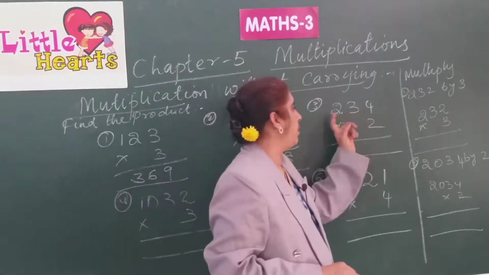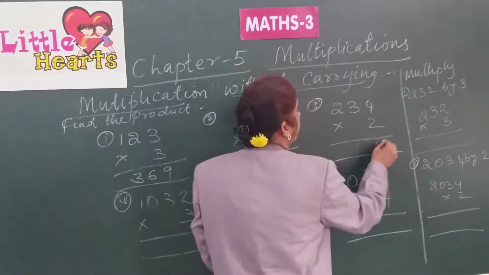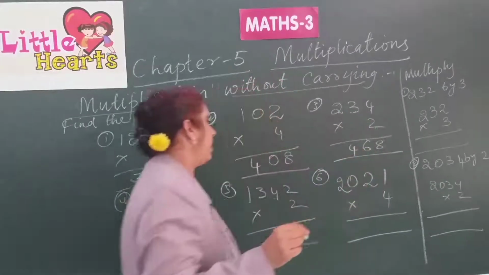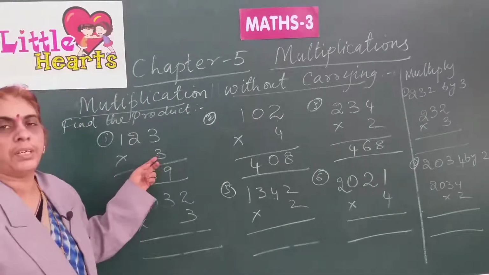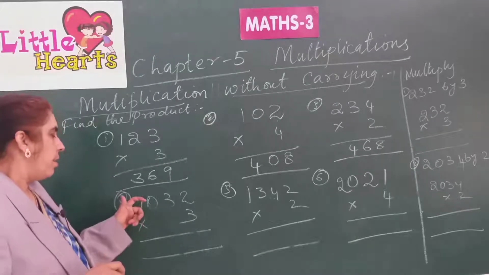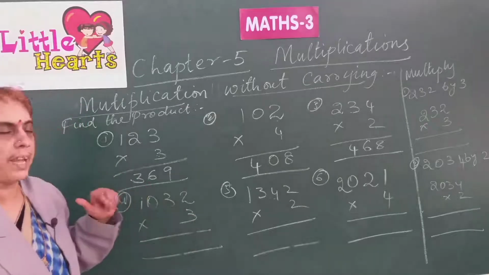Multiply 234 by 2. 2 4s are 8. 2 3s are 6. 2 2s are 4. This is multiplying a 3-digit number with a single digit number without carrying. Now we are going with 4-digit number multiplication by a single digit number without carrying.